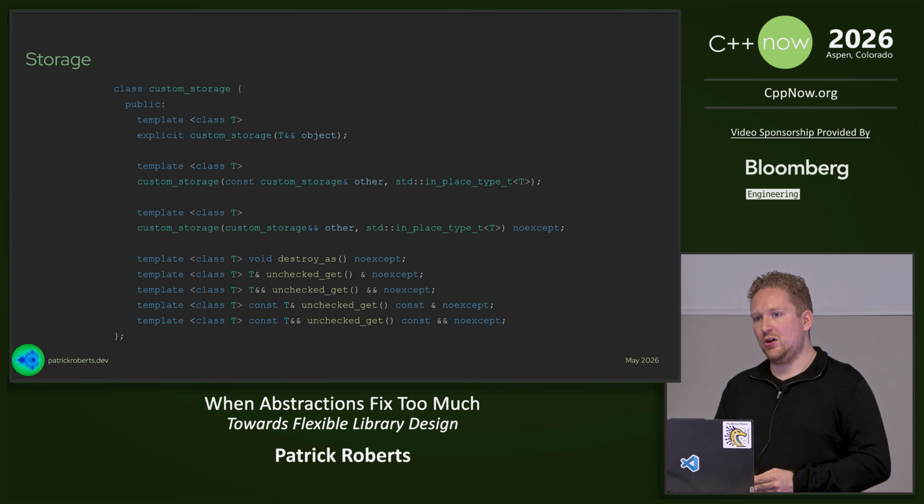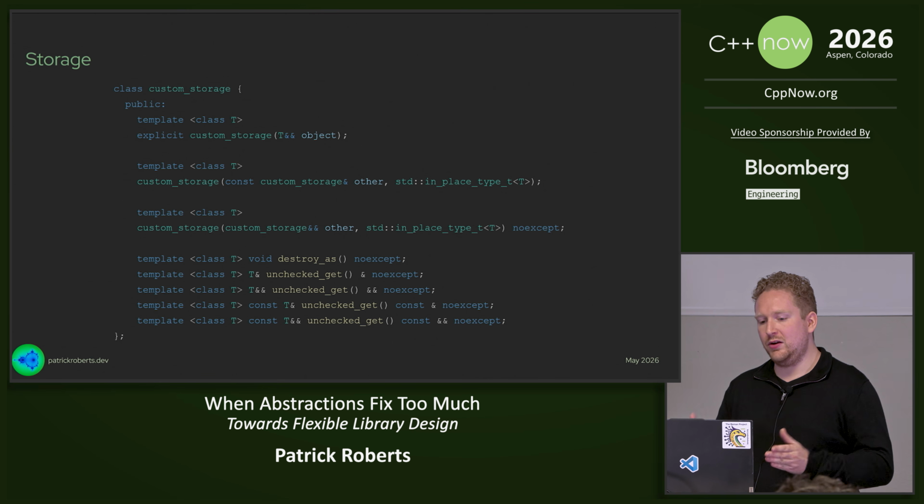And so when a capability informs the storage that it needs to be destroyed, it will invoke its destroy as function, so it knows how to destruct the concrete type stored within it. And then just accessing the concrete type for dispatching, we have some overloads of unchecked get. In this case, we assume deep const semantics, where if the storage itself is const, then the concrete type that you're retrieving is also const qualified.